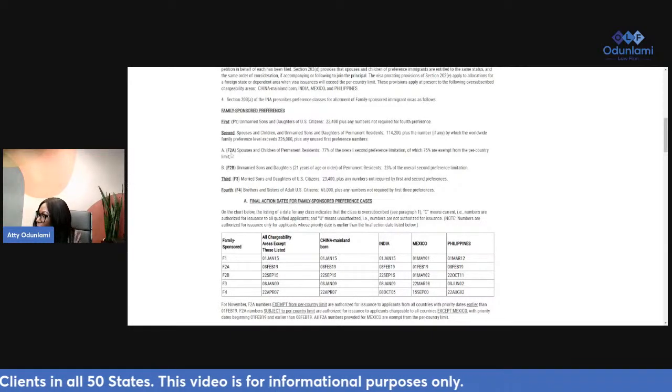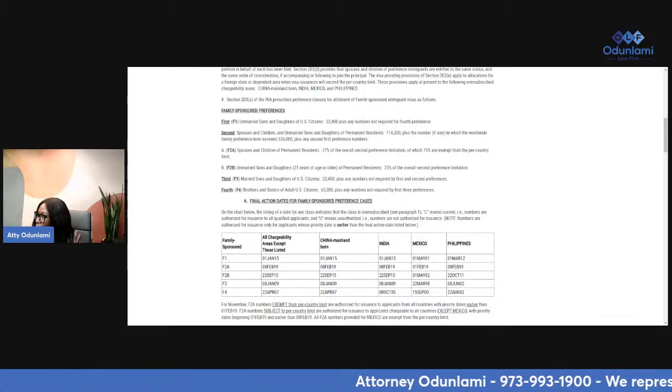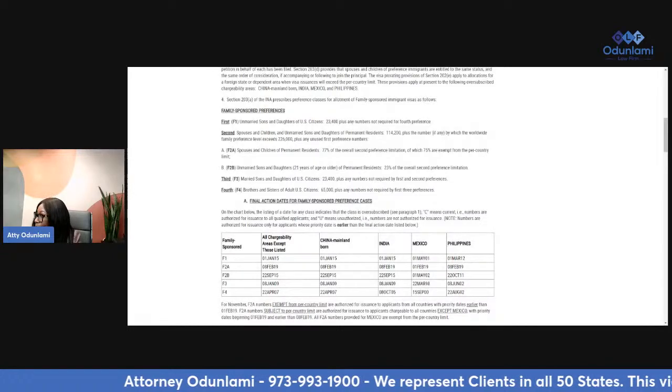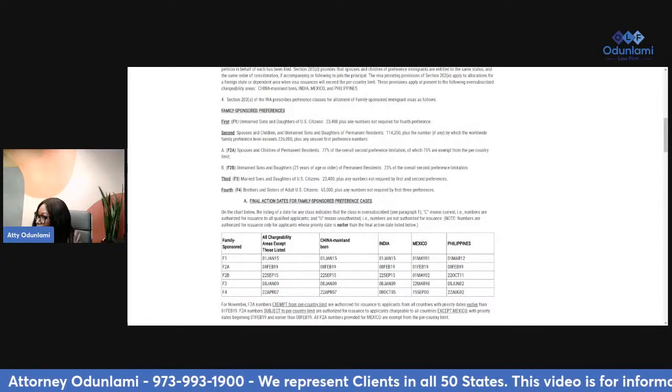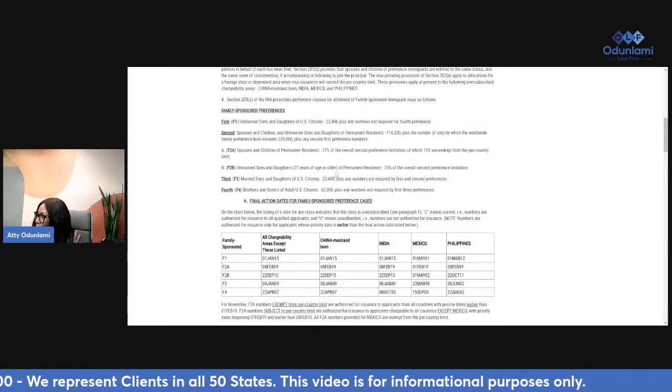And then F2A is spouses and children of permanent residents. So it's spouses and children under the age of 21 of permanent residents, right? F2B is unmarried sons and daughters of permanent residents.